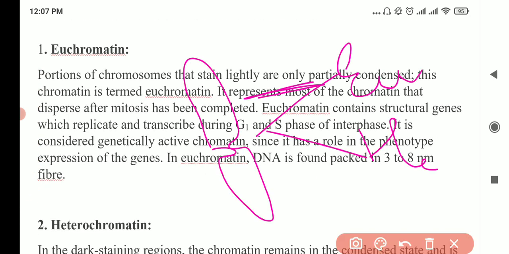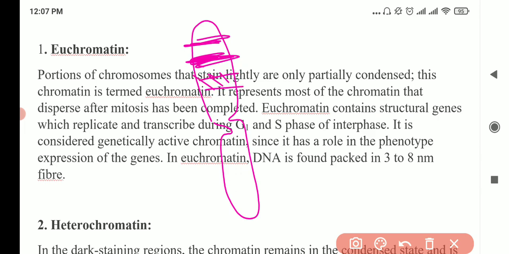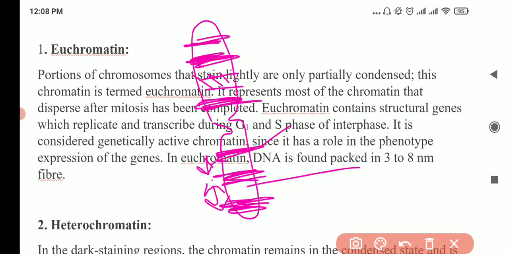Now the euchromatin, let's say this is your chromosome. Then you are seeing some light bands, some dark bands, some lightly stained bands, then some very darkly stained bands. Similarly on the other arm, so these are dark and these are lightly stained. This lightly stained part, the white part, this one is your euchromatin.